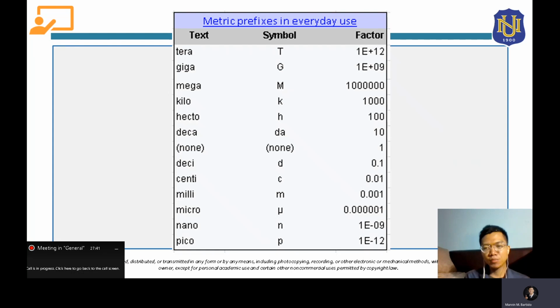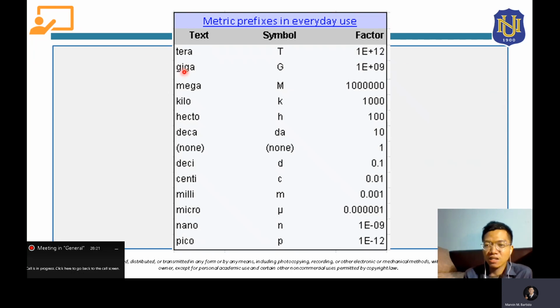Now, let's talk about the prefixes that we will frequently use in this course. You have to be familiar with tera, giga, mega, kilo, hecto, deca, deci, centi, milli, micro, nano, and pico. Let's say you want to convert terameter to meter. That will just be 1 tera, equal to 1 raised to 12, so that will be 1 with 12 zeros at the right, meter. So that's how you convert that.